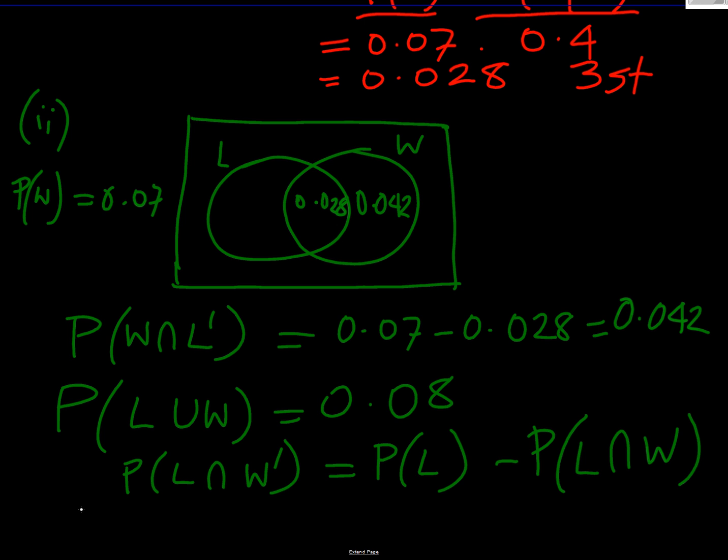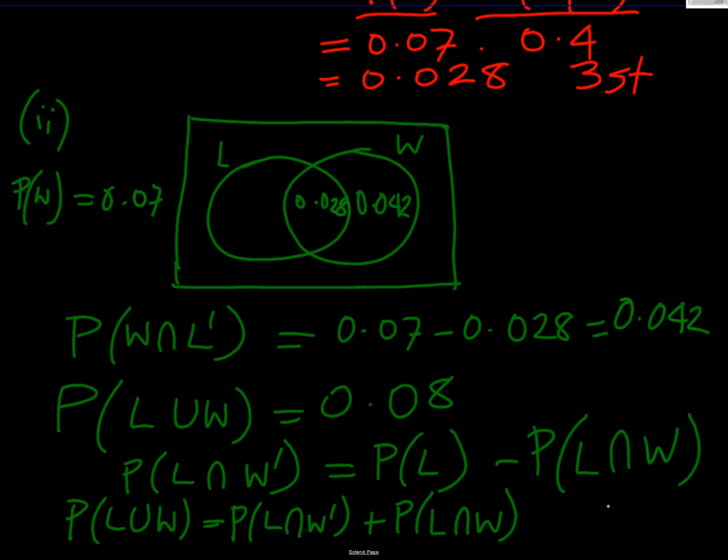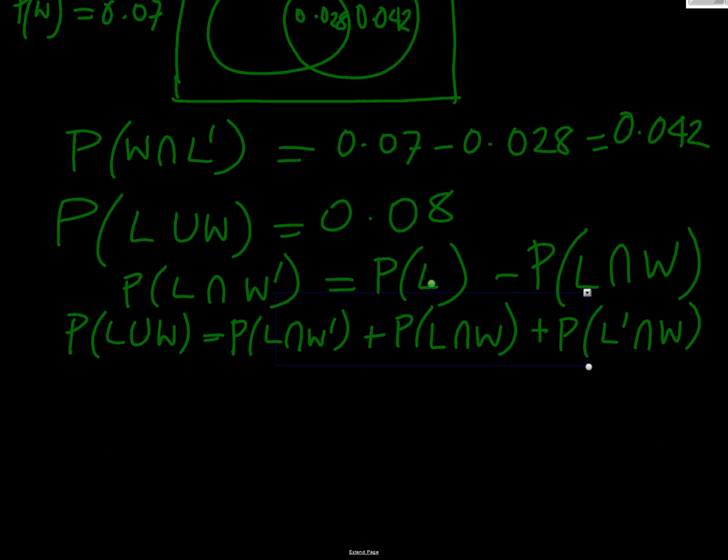And playing with the formulae, let's save time, shall we? The probability of L union W is going to equal the probability of L intersect not W, plus the probability of L intersect W, so that's the bit in the middle, plus the probability of not L intersect W, which we've already found above. So in our world, life is actually, just look at the diagram, pretty straightforward, isn't it?